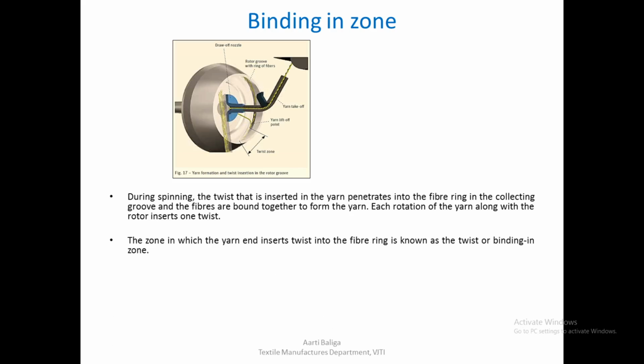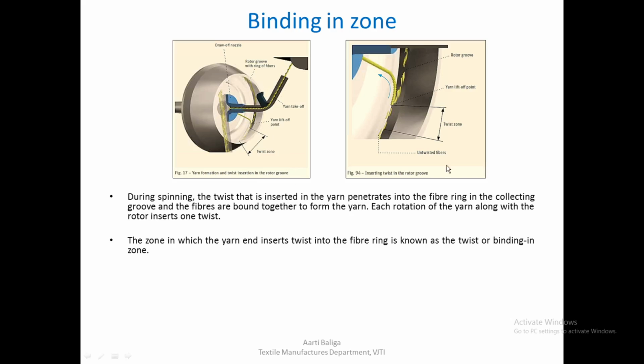We already know that. The zone in which the yarn end inserts twist into the fiber ring is known as the twist or the binding in zone. Now this twist or binding in zone is where the already made yarn starts inserting twist due to the rotation of the rotor. That particular region is known as the binding in zone.